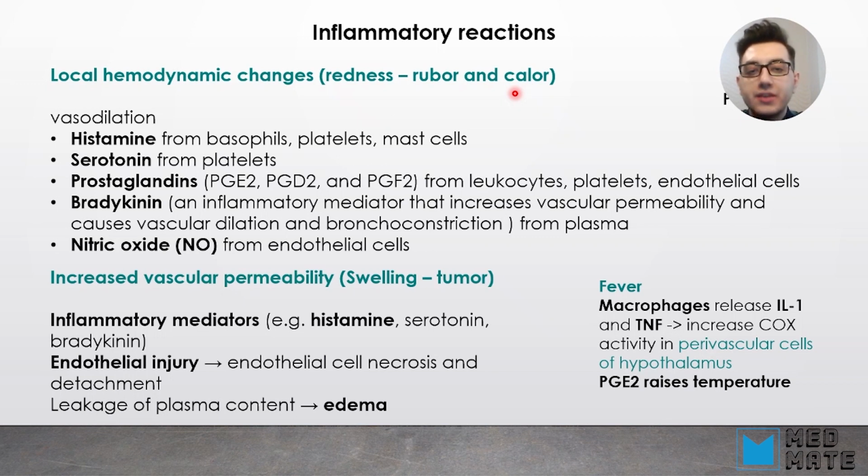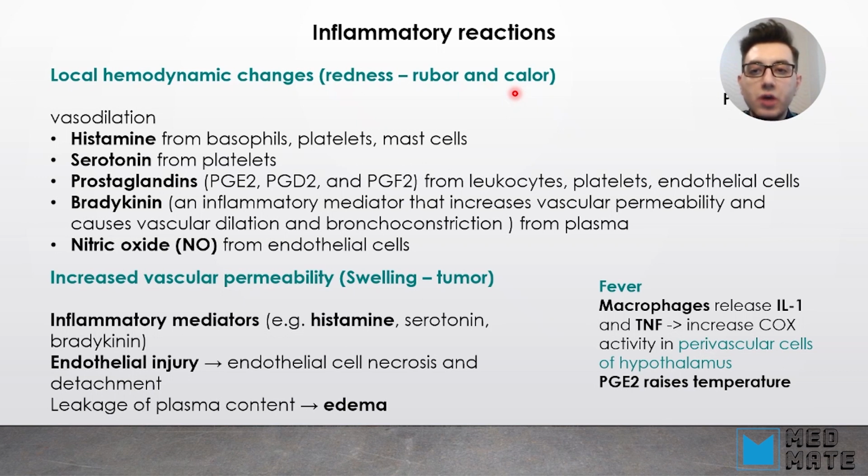caused when there is vasodilation, because that leads to pooling of blood in the tissue, and that gives the tissue a red appearance. And also once there is accumulation of blood, or pooling of blood there, of course we'll have warmth. Now, mediators of these two cardinal signs are histamine. Histamine is released mainly from basophils, platelets, and mast cells.